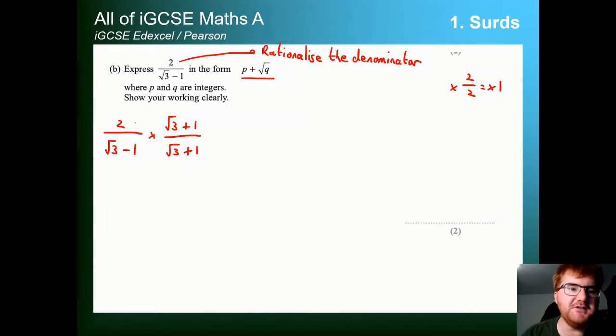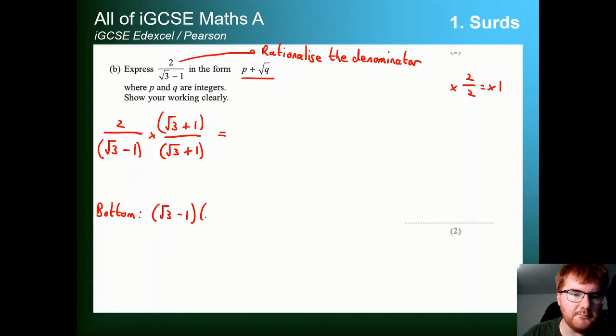You're not actually changing what the thing is. Now, the reason we want to do that, and I'll show you this now, it's handy to put the brackets in, is we're now going to do some expansion of brackets. So if I'm looking at the bottom here, and I'll write this separately, what we're going to do is multiply root 3 minus 1 by root 3 plus 1. And by following this conjugate idea, we will get a whole number at the bottom, which is what we want.